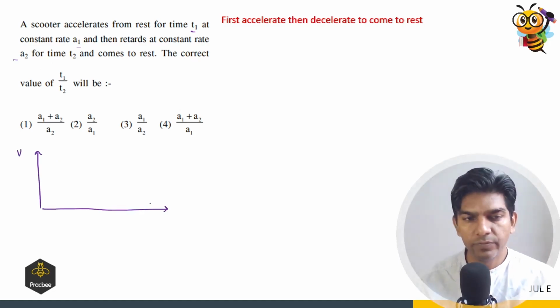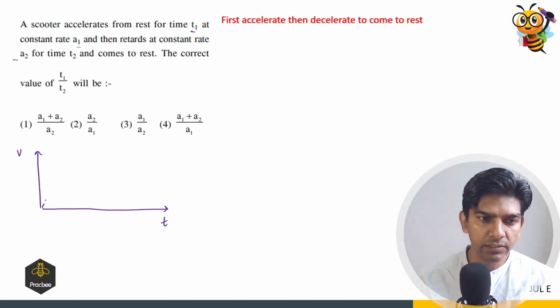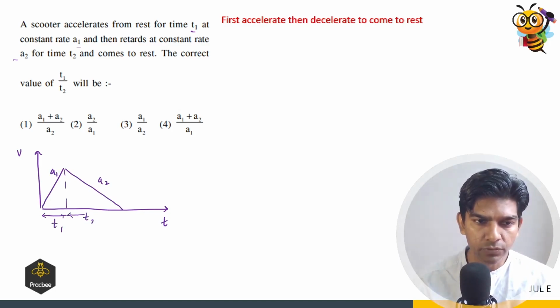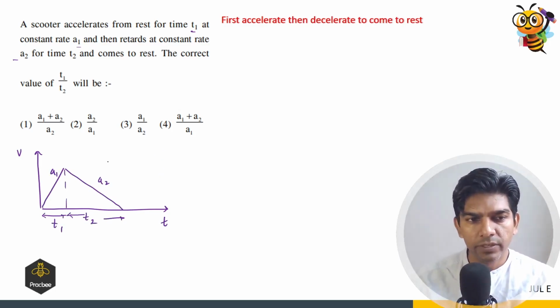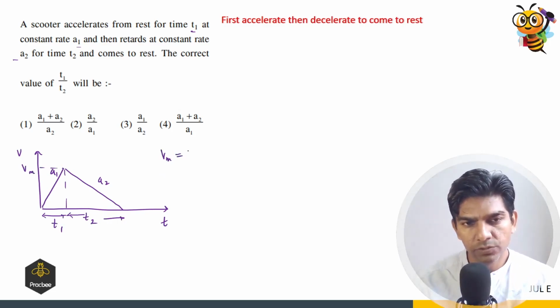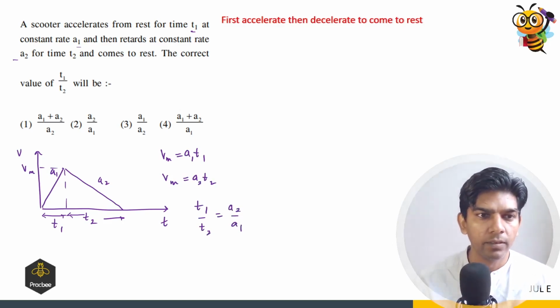So on the y-axis we have v, on the x-axis we have time. First it accelerates with a constant rate a1 and then decelerates with a constant rate a2, and this duration is t1 and this duration is t2. Okay, so we can say the maximum velocity attained is Vm. So Vm is equal to a1 times t1, Vm is equal to a2 times t2. So t1 by t2 will be a2 by a1 if I take the ratio. So it should be a2 by a1, so option 2 is the right answer.